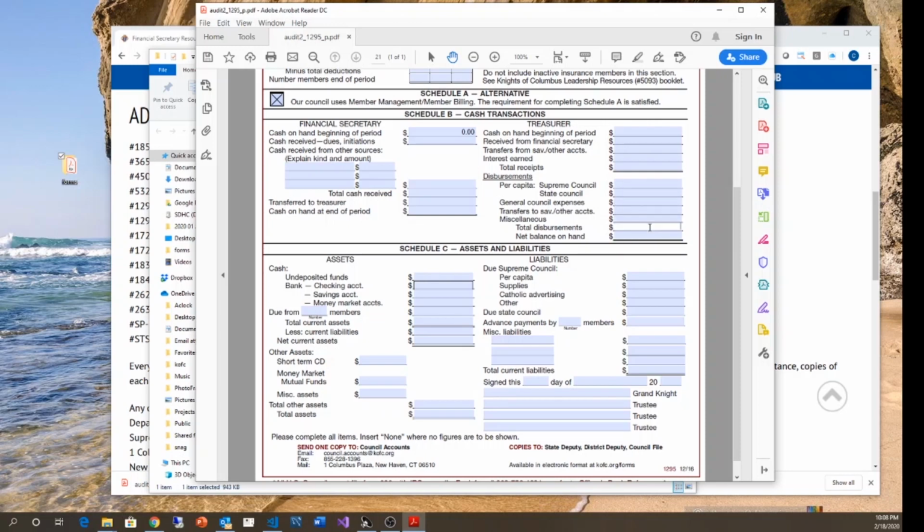Total disbursements would be the total of the lines from above. Net balance on hand at the end of the period. So the net balance on hand would be the total receipts subtracted from the total disbursements. That would give you what your ending balance was.